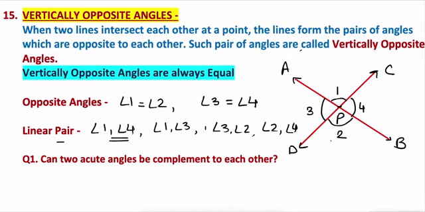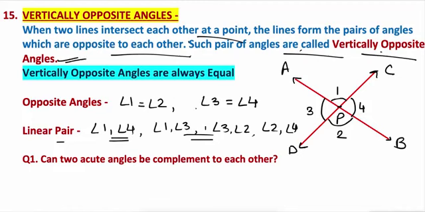linear pair here. And opposite angles, angle 1 is opposite to angle 2 and both are equal, and angle 3 and angle 4 are opposite to each other and their value will be equal. So when the two lines intersect each other at a point, the lines form the pair of angles which are opposite to each other, and such pairs of angles are called vertically opposite angles. So this is all about the pair of angles.